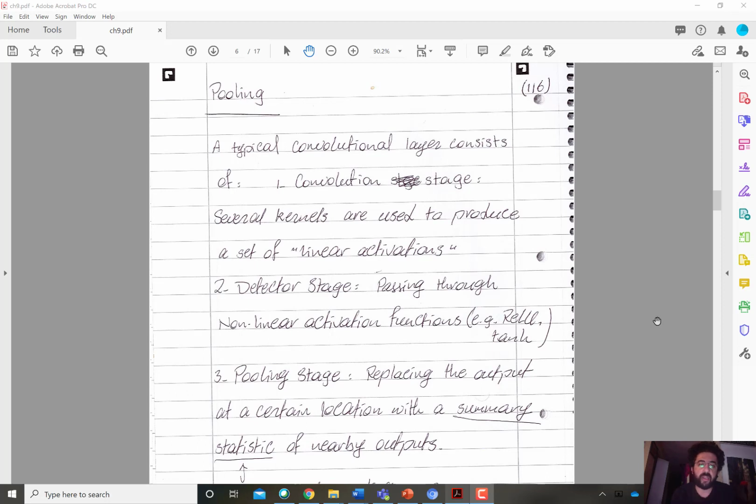And then there is a detector stage where you have the nonlinear activations, and the same rules for nonlinear activations apply here, whether it's fully connected or a convolutional layer, which is basically that it's desired to have non-saturating gradient and a consistent gradient direction. And then the third stage, which is the pooling stage. And pooling, as the name suggests, refers to aggregating the output of many units or possibly many kernels, depending on how it is applied.